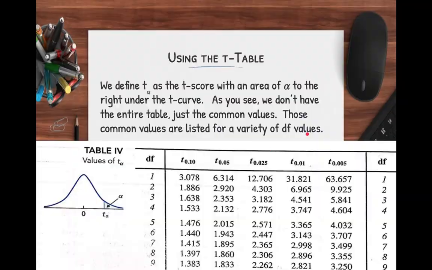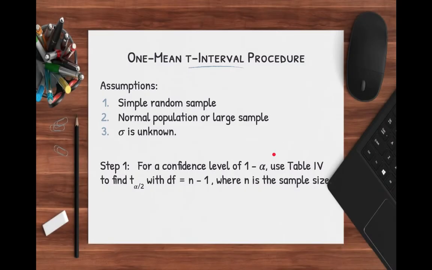How do we use this? There we go. This is going to look pretty familiar. Again, assumptions, we need a simple random sample. And we need either a normal population or a large sample so we can say we're approximately normal with our sample. But the main difference between this and the z-interval procedure is here sigma is unknown. We don't know the standard deviation for the population, so we're working off of the standard deviation from the sample.